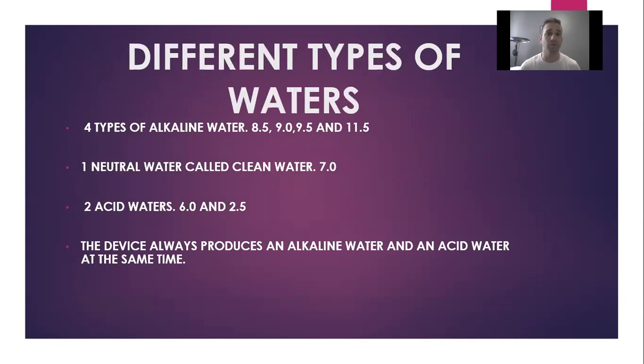Now, I get asked this question 100% of the time. I go and hook up a device for someone, and I'm showing them the buttons and how to generate these waters for the first time. I always get asked, how do I generate the 11.5? Okay, so that 11.5 is generated when selecting the 2.5 strong acid water button. It produces both at the same time.